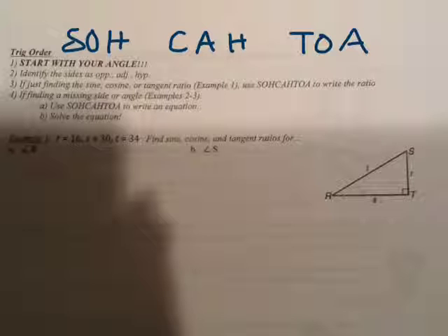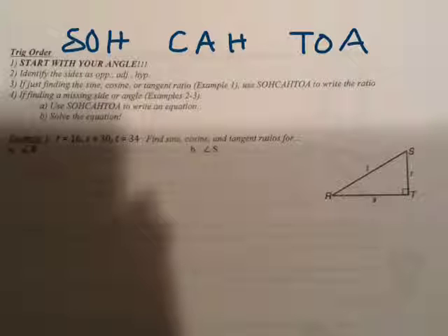TOA at the top of your paper. So your first step is you want to start with your angle. Whatever angle they give you, that's where you're going to start. Then you want to identify which side, in relation to that angle, is your opposite, which side is your adjacent, and which side is your hypotenuse. Then you look at your SOHCAHTOA, decide what the ratio is, and you fill it in.